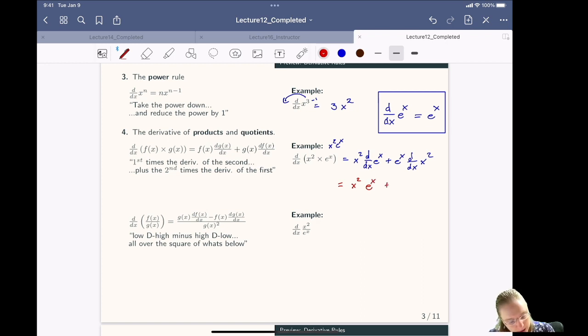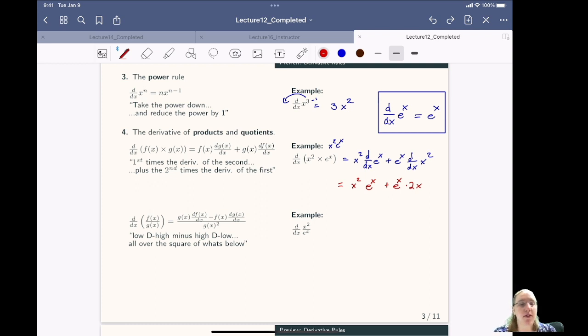Now we have the second function e to the x, and then we're going to take the derivative of x squared. You guys just learned how to take the derivative of a power. If we have the 2, we're going to take the 2 down, and we're going to subtract 1. So we have times 2x. Note this is 2 minus 1 up here in the exponent. All right, so that is the derivative of a product.